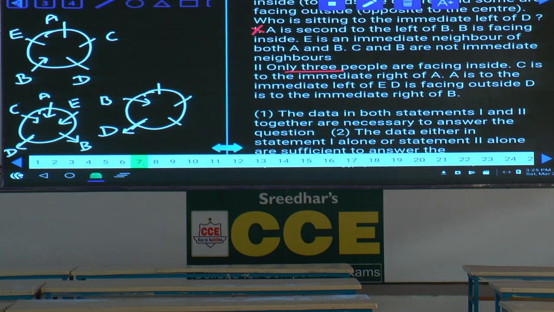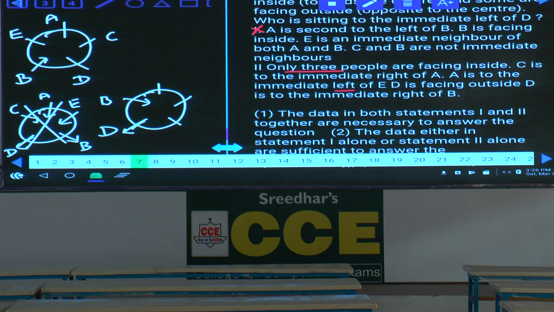Then C is to the immediate right of A. A is to the immediate left of E. Is it valid here? A is to the immediate left of E. Here A is to the immediate right of E. And this case is ruled out. If this case is ruled out, then let us check out the remaining cases as well.